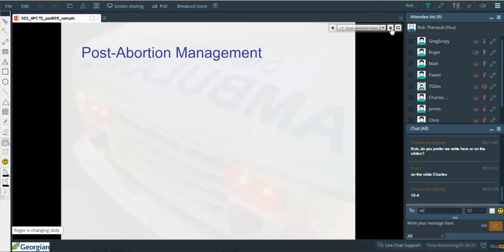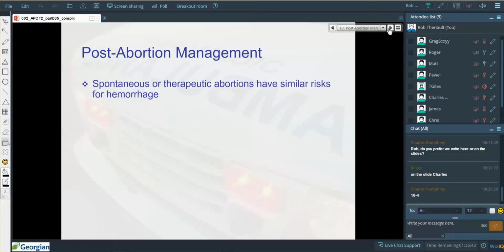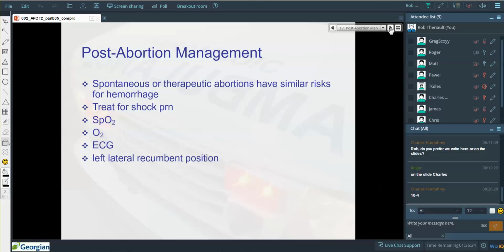So in terms of management, spontaneous or therapeutic abortions have similar risks of hemorrhage, so we treat for shock, PRN, SpO2, O2, ECG, left lateral recumbent, although again, this is likely not an issue because of the gestational age.